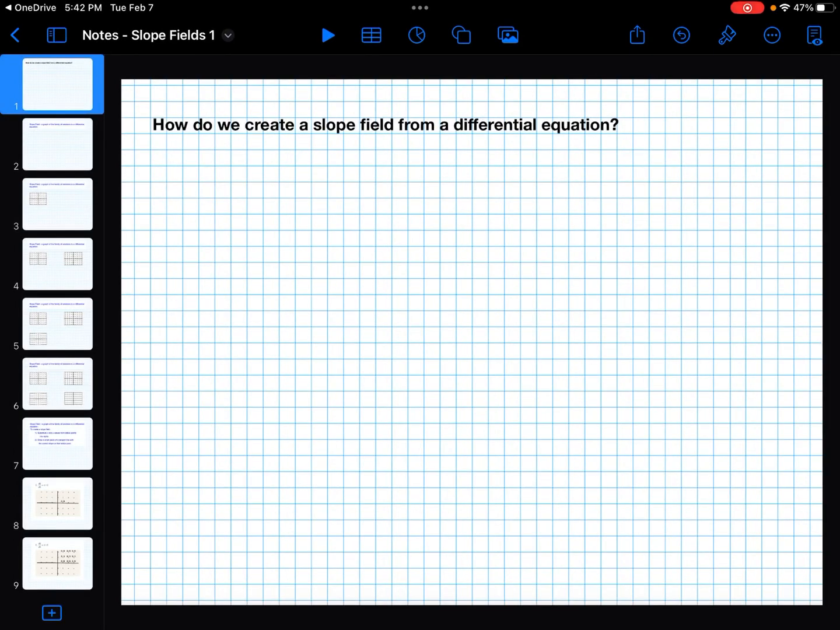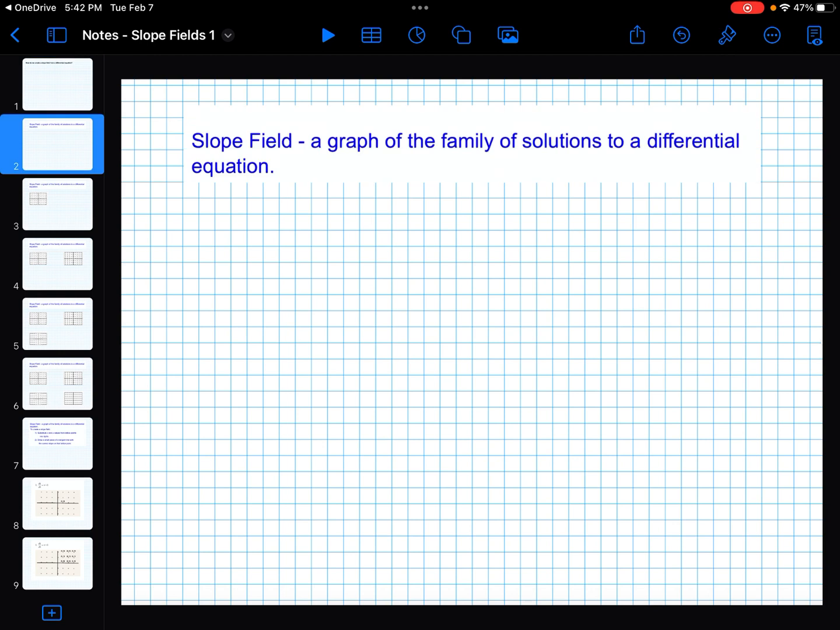Hi everybody. Today we're going to look at how to create a slope field, which is technically the graph of the solution family of a differential equation. Remember, when you come up with a general solution for a differential equation, you are finding an entire family of solutions that all have the same derivative. They just potentially differ by a constant. So that's it. A slope field is a graph of the family of solutions to any differential equation.